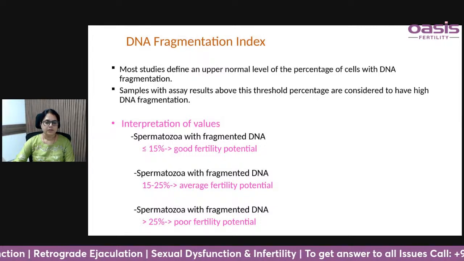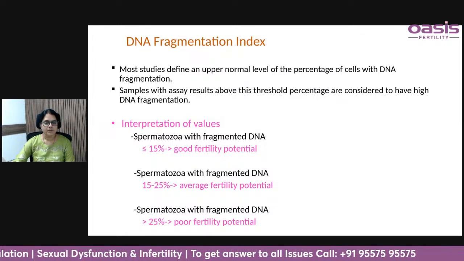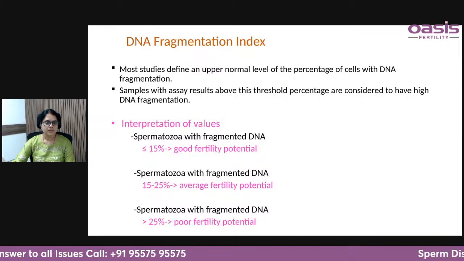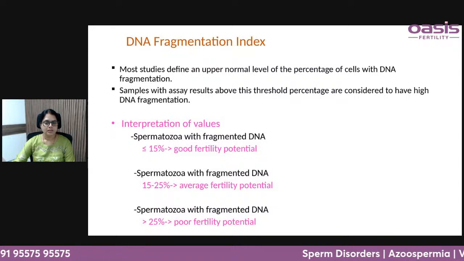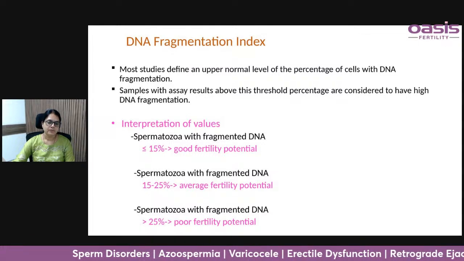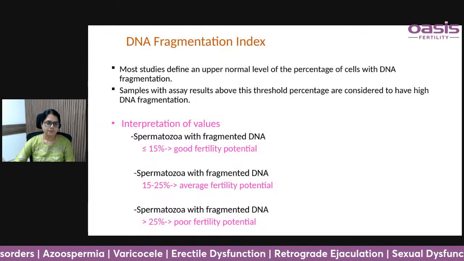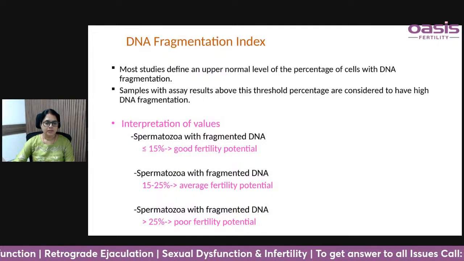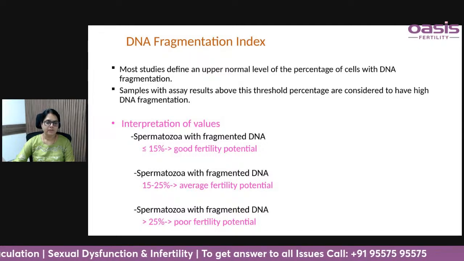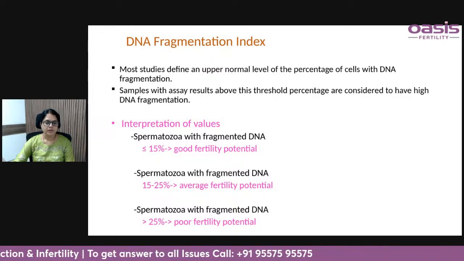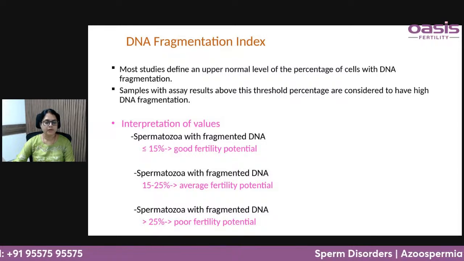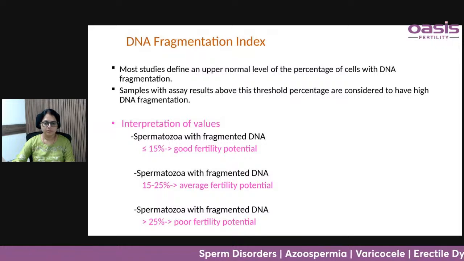DNA fragmentation index: most studies define an upper normal level of the percentage of cells with DNA fragmentation. Samples with assay results above this threshold percentage are considered to have higher DNA fragmentation. So, to interpret the values, when the percentage of DNA fragmentation is less than 15%, it indicates that the person has good fertility potential. Between 15 to 25% is average fertility potential, and spermatozoa with fragmented DNA more than 25% have poor fertility potential.